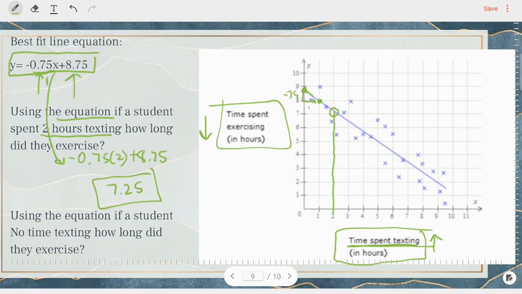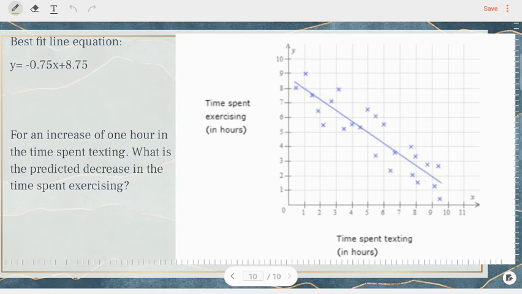Now, what if a student spends no time texting? How long did they exercise? Well, they didn't give me a number, but no time texting would be 0 time texting. So negative 0.75 times 0 plus 8.75 is a grand total of, well, this is one big fat 0, so 8.75. Notice this number is the same as my y-intercept because it's my starting amount. Remember, in real life situations, my y-intercept stands for my starting amount.